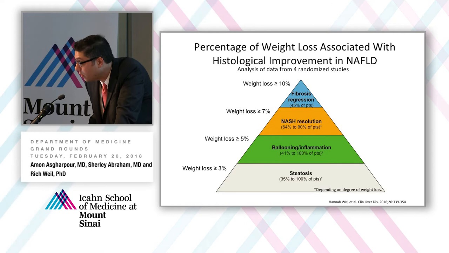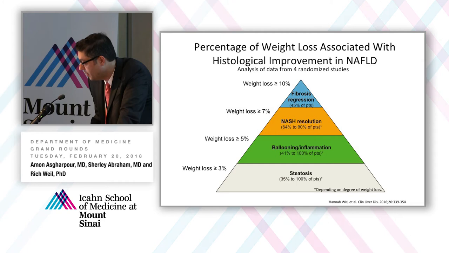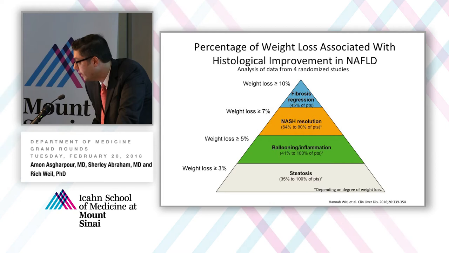You can see those who were able to achieve weight loss of 3% or greater could decrease the steatosis in the liver. Those who could lose 5% or greater could decrease ballooning or inflammation. Those who could lose 7% or greater would flip over from NASH to just a fatty liver, which is great. What was really astounding was that within a year, if you could lose 10% or more, you could cause fibrosis regression as well as everything underneath here. So I show this to a lot of my patients to try to motivate them to lose weight.